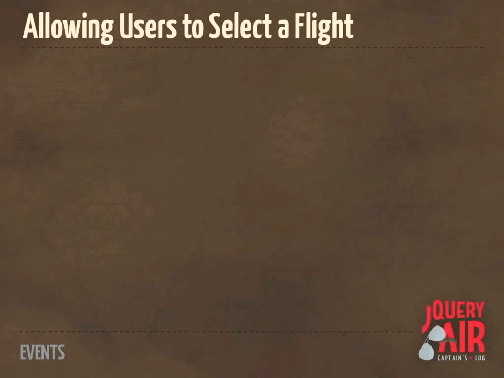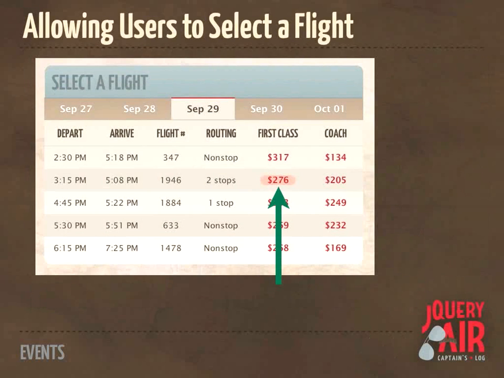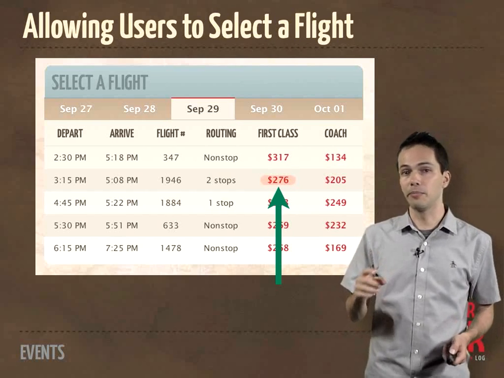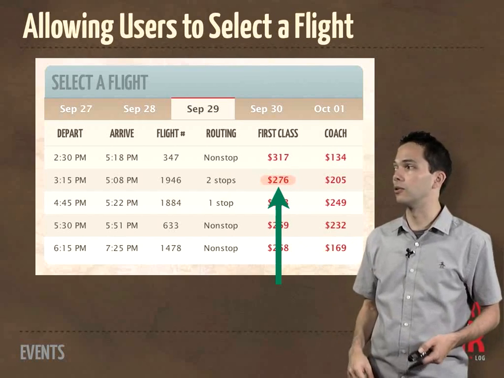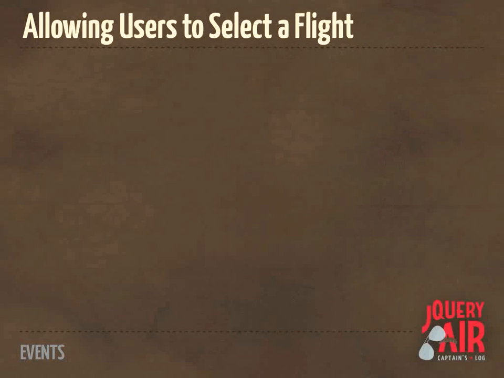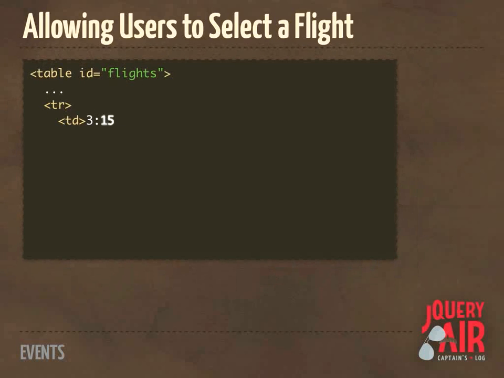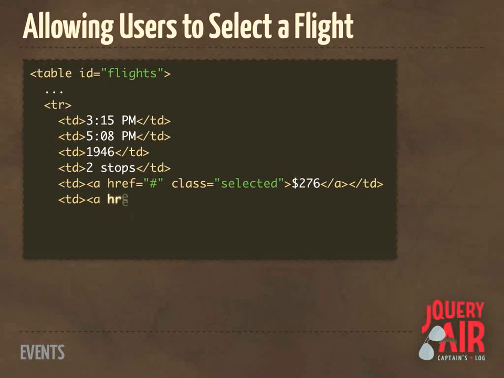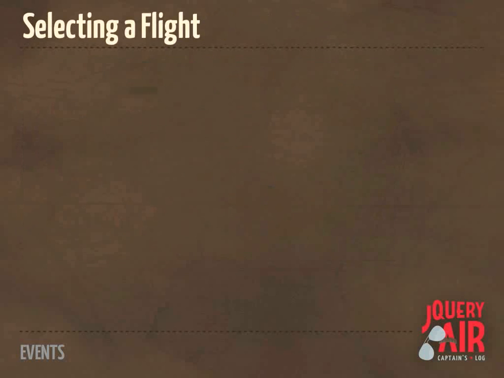The next piece of functionality we want to add is the ability to select an individual price, to basically pick out the flight and pick out if we want to do first class or coach. And as we click on a different one, that one should get selected. Here's what the HTML looks like on our flights table. You can notice that one of these has class selected, and that's what's going to highlight that particular flight. Let's jump into the jQuery to make this work.